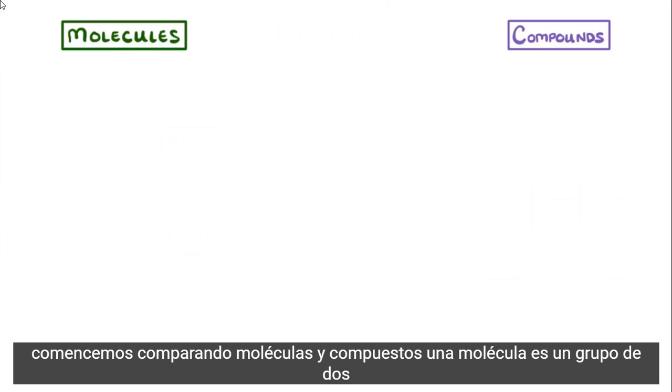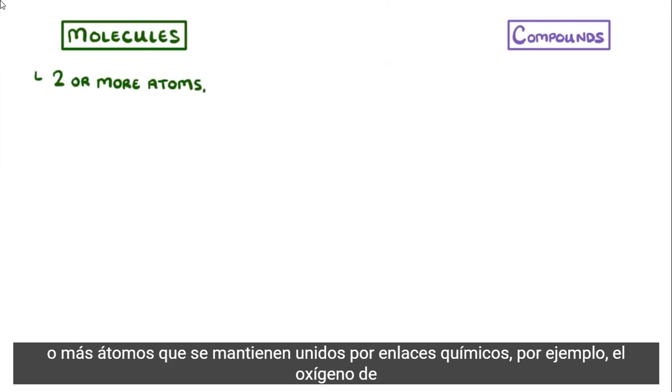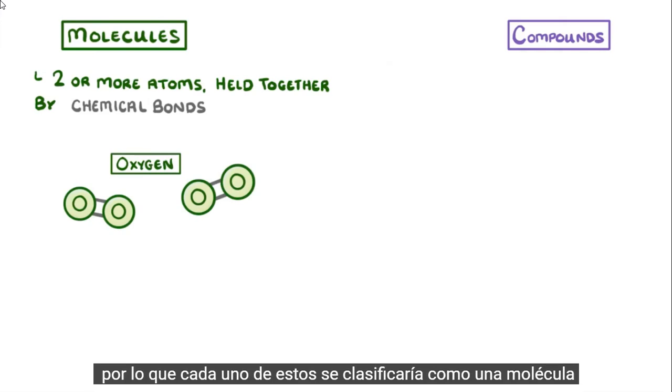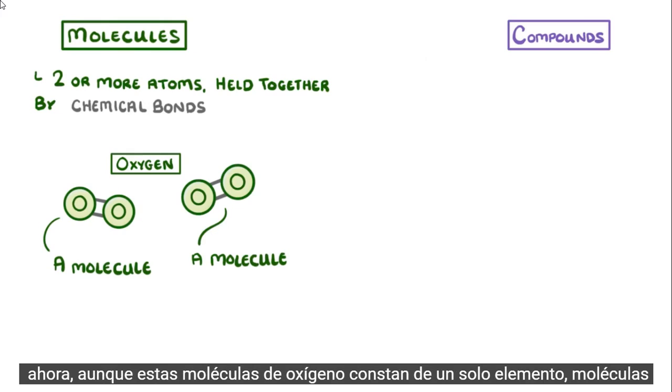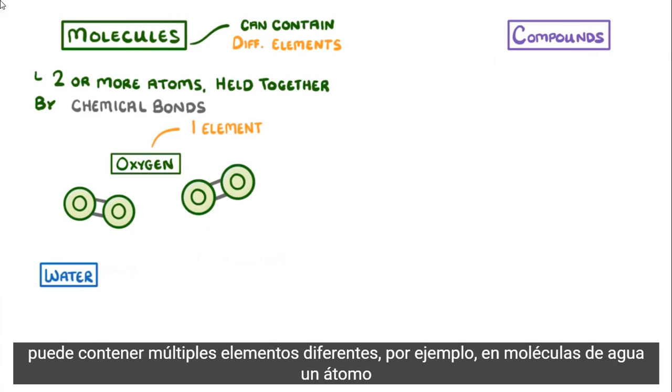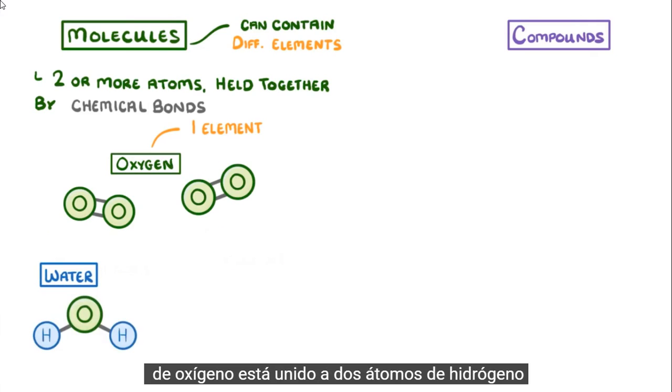A molecule is a group of two or more atoms that are held together by chemical bonds. For example, the oxygen floating in the air around us exists as pairs of atoms that are bonded together. So each of these would be classed as a molecule. Now, even though these oxygen molecules consist of just one element, molecules can contain multiple different elements. For example, in water molecules, one atom of oxygen is bonded to two atoms of hydrogen.